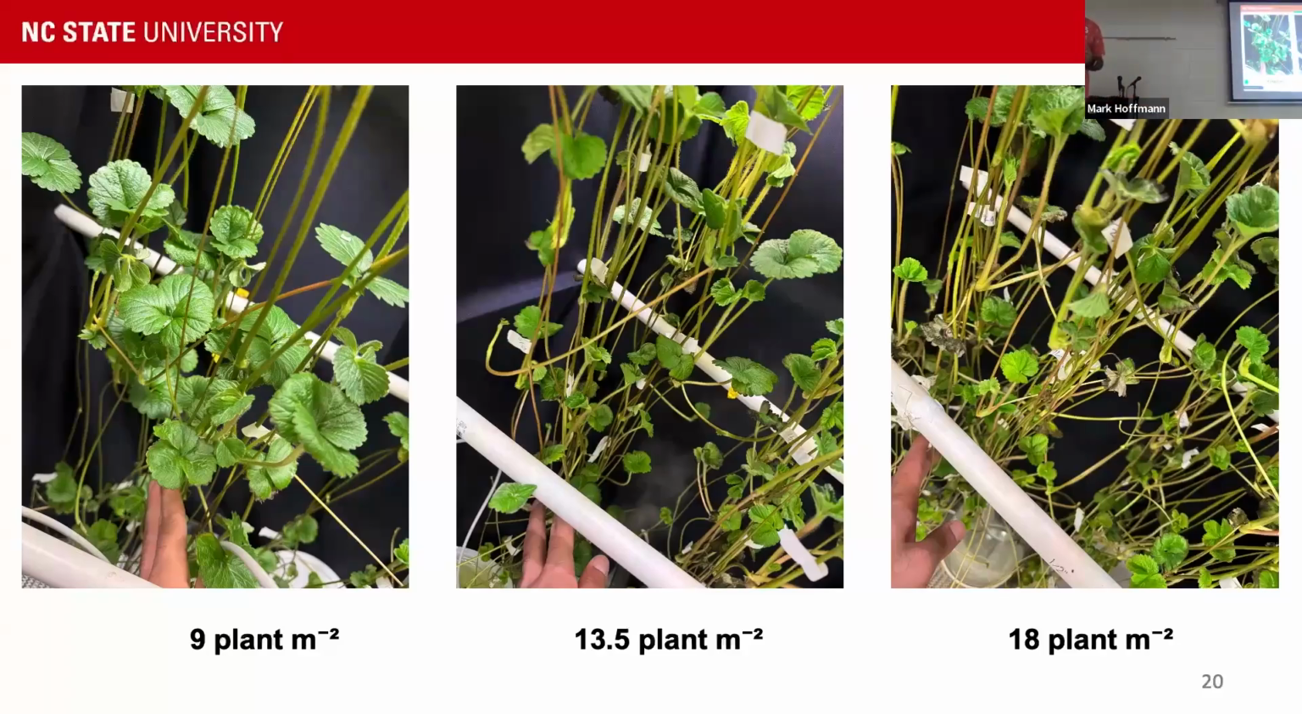Even the ones with the 13.5 centimeters squared? Yeah, the 13.5 was in the middle, but we were shooting for high planting density. So I tried 18 and it wasn't good. So the number of developed daughter plants is a lot higher, but the marketable ones are not.